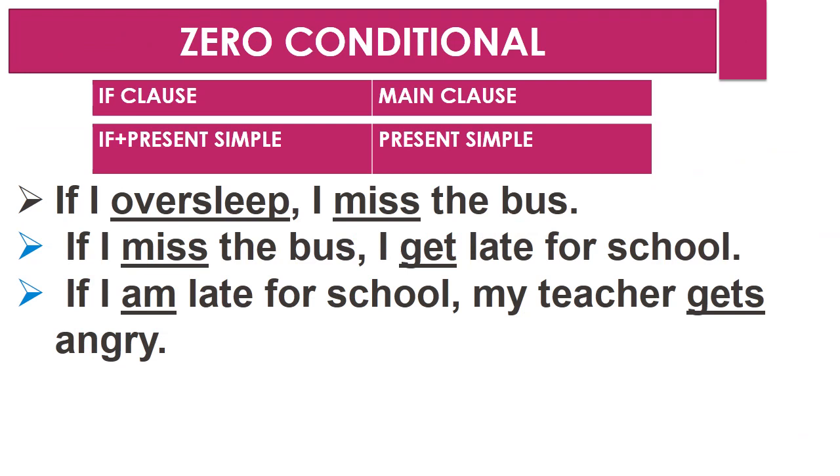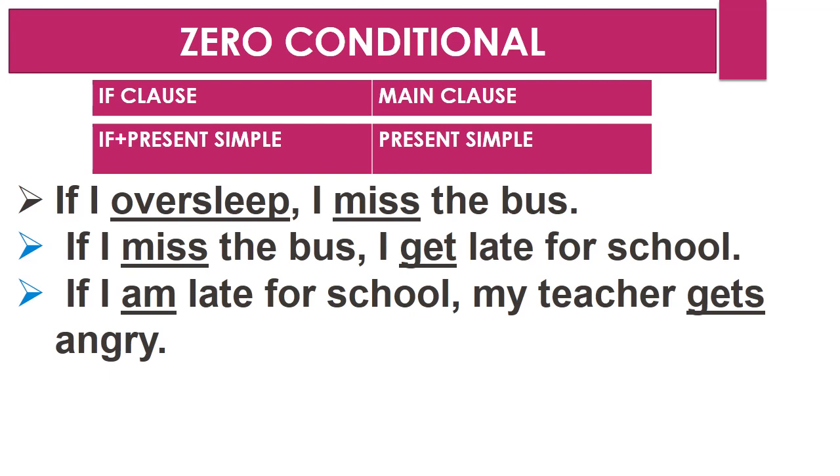So let us discuss first zero conditional. In zero conditional, as I have already told you, we use two clauses, if clause and main clause. In if clause, we use if plus present simple, or we can say present indefinite tense. And in main clause, we use simple present or present indefinite. Means both sides we use simple present. This is called zero conditional. Some examples are given here.